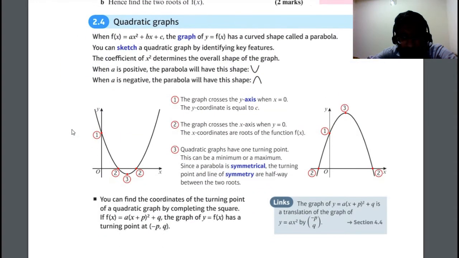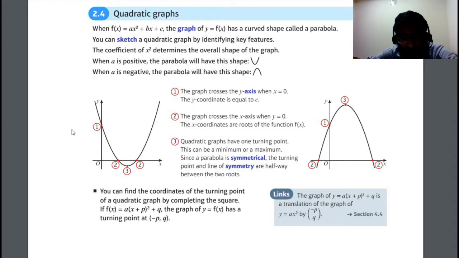So here comes the quadratic graph, ax squared plus bx plus c. If a is negative, it would be this way, and if a is positive, it would be the way it is on the left hand side. Where it intersects the y-axis is the y-intercept. Where it intersects the x-axis are the x-intercepts too. And this is the turning point, the lowest point or the highest point, minima or maxima.